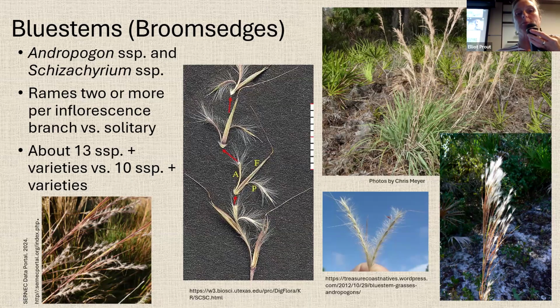Each spikelet falls. So in Andropogons or Schizoceriums, rame, spikelet. Okay, so those are a little more specialized and they can get to be a little bit confusing, and I always have to go back and review, okay, what am I looking at? And they can be a bit challenging, especially because these rames have a bazillion branches, and so that's where you get that sort of plumy look of the broom sedges.